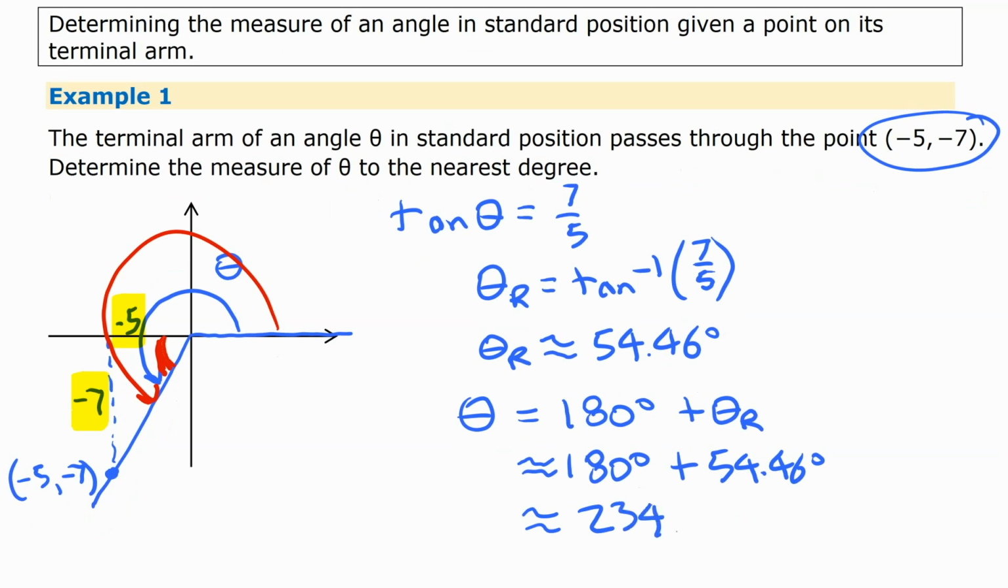234. You can put as much accuracy as you want. You could put 0.46. If you need it to the nearest degree, which is what it says here, then we're going to round it down. So it's 234 degrees, like that.